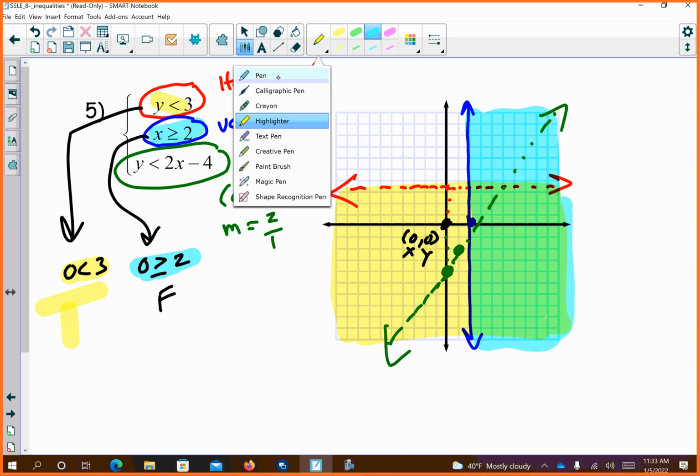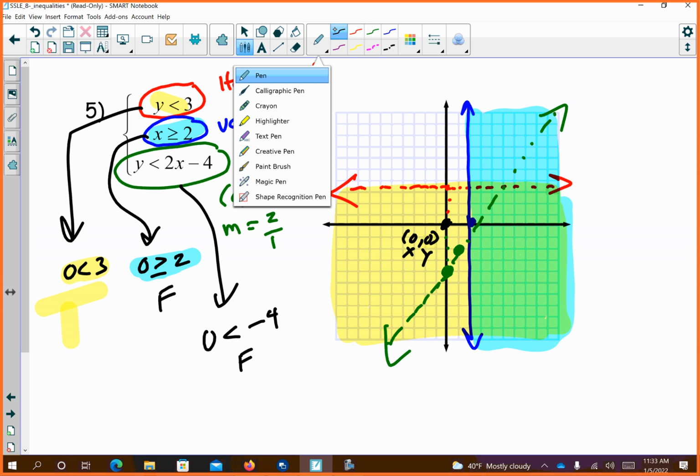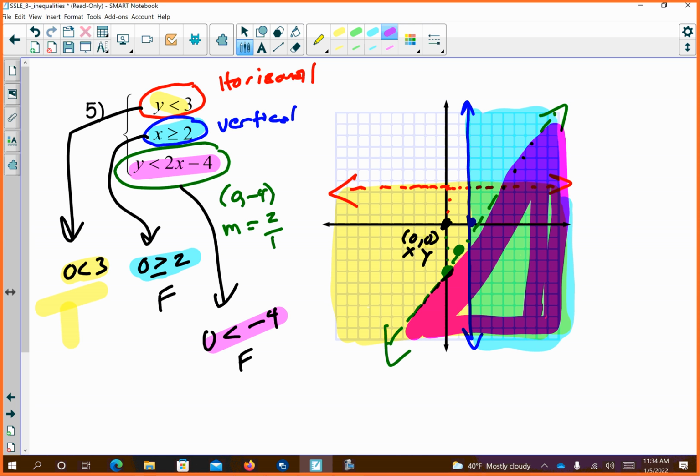But we have one more to try. So I'm going to try 0, 0 here. So 0 is less than 2 times 0, which is 0. 0 minus 4 is negative 4. Is 0 less than negative 4? No. All right. Uh-oh. So we're in trouble here. It happens. All right, so we'll do this one in pink. Less than negative 4. That means I'm shading the region to the right. So that dark purple region, friends, that dark purple region is our answer.